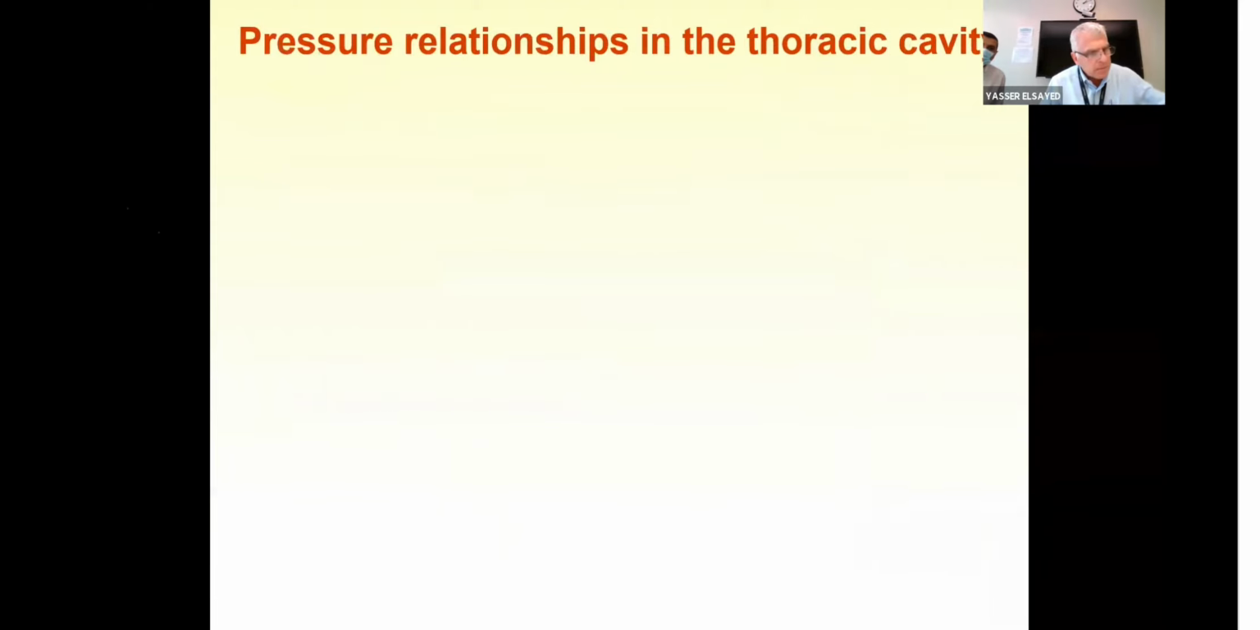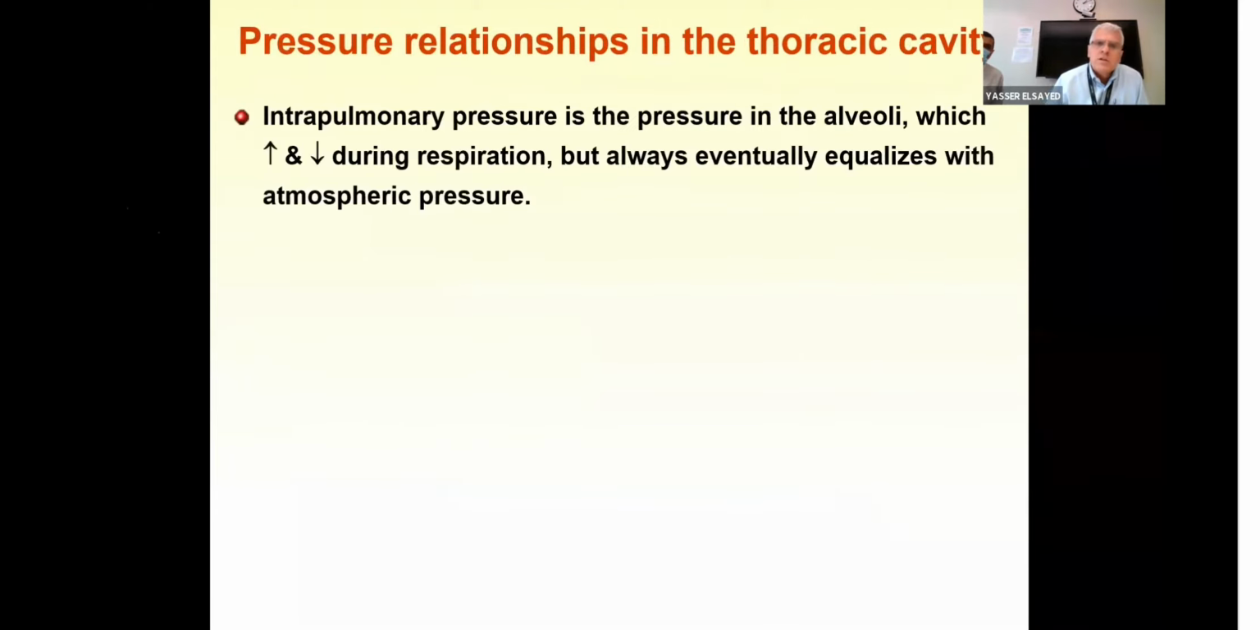So let's talk about the pressure relationship in the thoracic cavity. Intrapulmonary pressure is the pressure in the alveoli, which decreases or increases during respiration, but always eventually equalizes with atmospheric pressure at the end of inspiration and at the end of expiration.